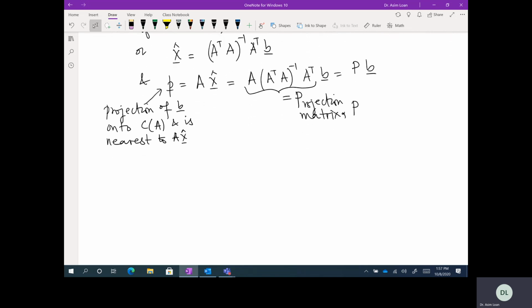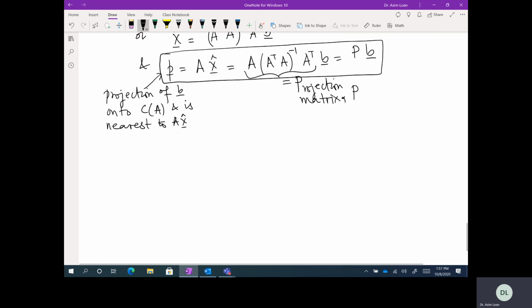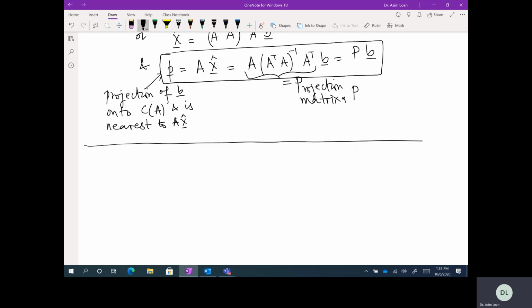So let's do an example. Maybe you want to memorize this one, or if you know how to derive it, you don't have to memorize it. As long as you know what the picture looks like, you can easily calculate this one. Okay, so let's look at an example.